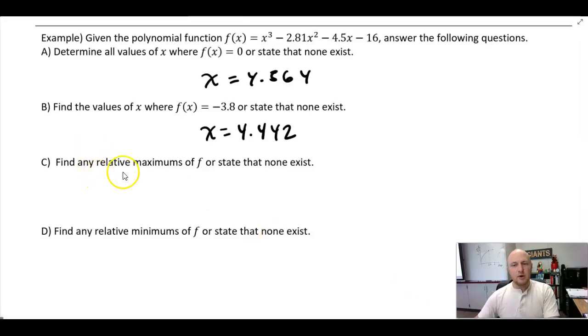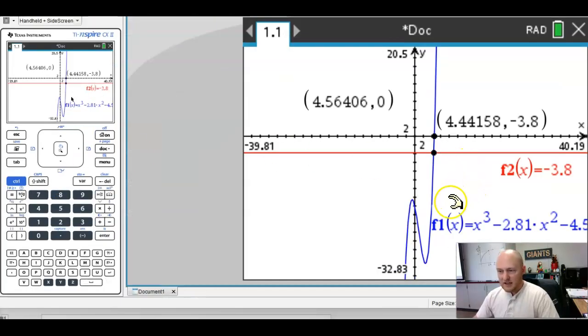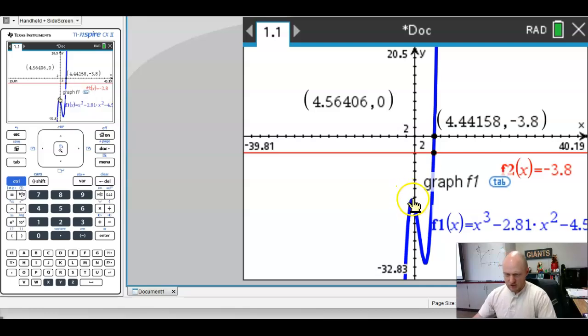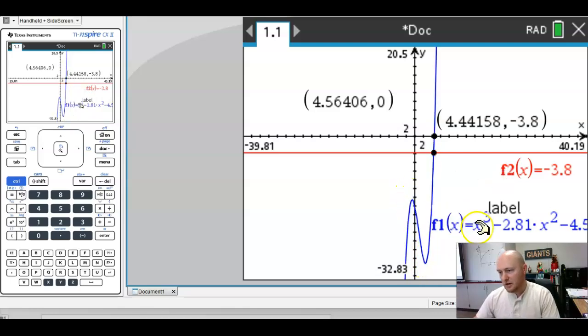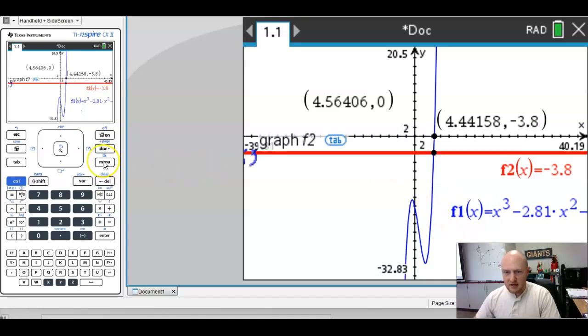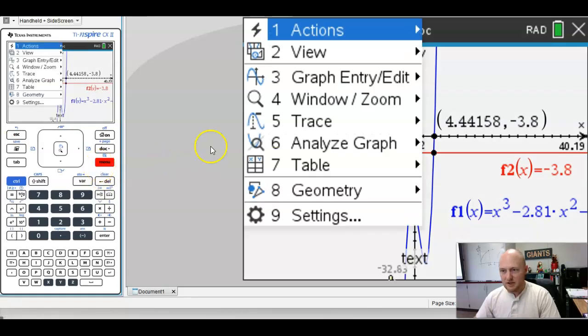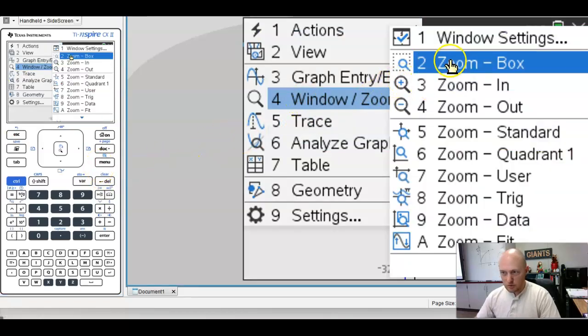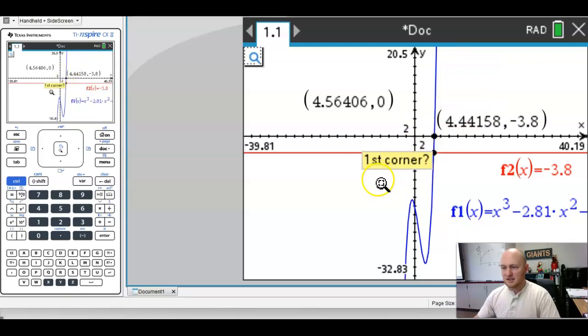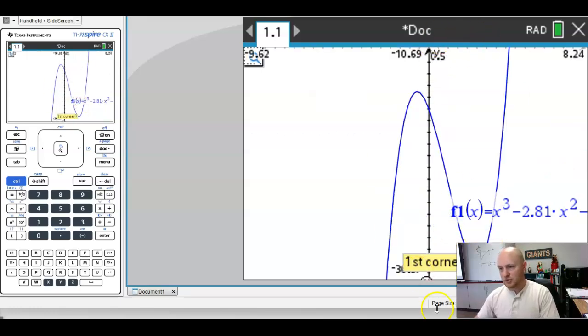C: find any relative maximums of f, or state that none exist. We can look at our graph, and right here it looks like I have a relative maximum, and then for the next question, a relative minimum occurs here. I'm going to go menu, and maybe you want to zoom in. I'll show you this. Menu, Window, there's a box tool, so I can click Zoom Box, and it asks what's the first corner. Maybe I start here, and then select just this portion, almost like you're snipping that part of the graph.